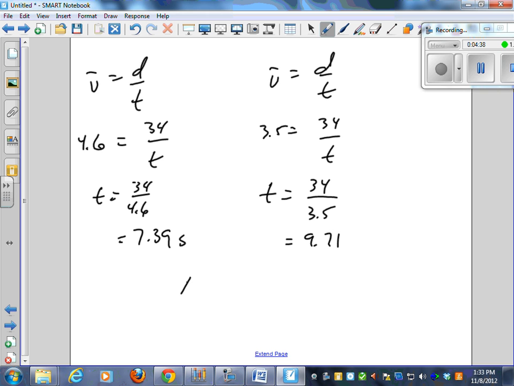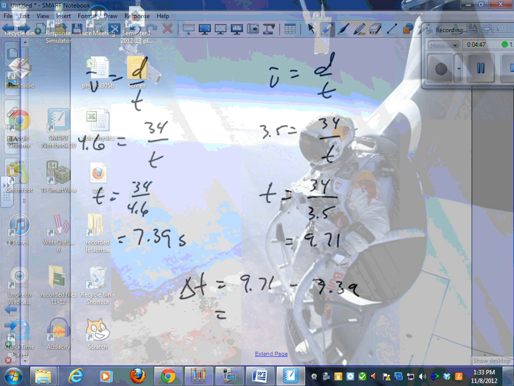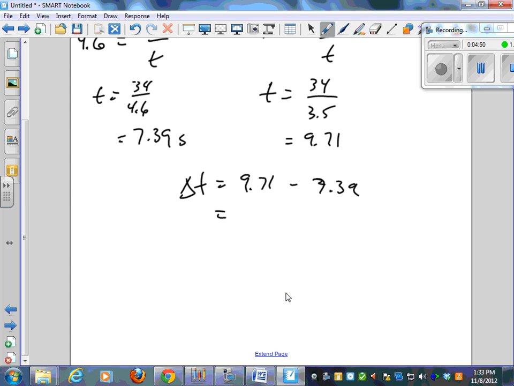That one's pretty easy. Delta T is simply going to be 9.71 minus 7.39. What's that one work up to, Regan? I didn't do that. Oh, you didn't do that one? I just found what they were. You couldn't do it for me right now? I don't know. I'm not good at mental math. 2.32. Oh, that's close.